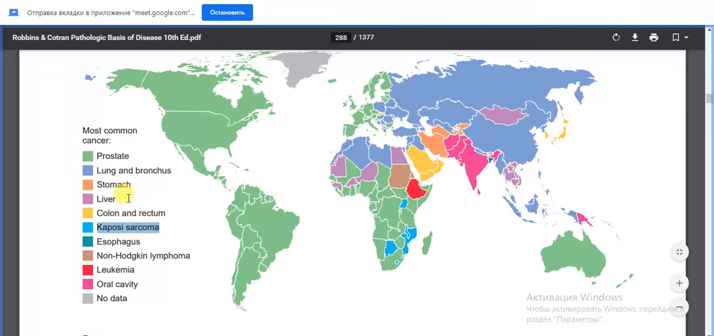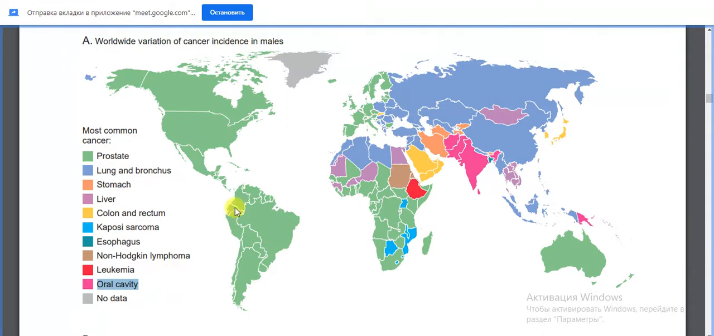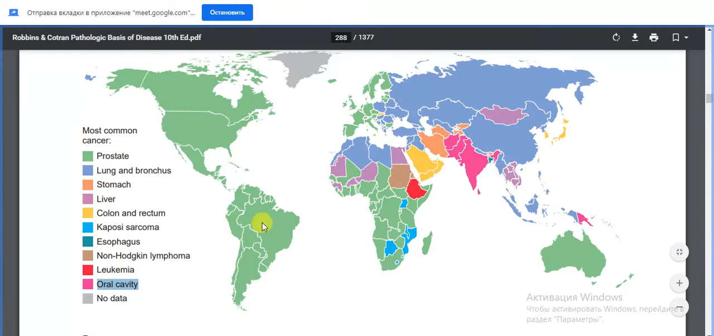In your countries you have more oral cavity tumors, that's why it's overlapping. But anyway, the incidence of stomach cancer in our countries is much less than in your countries. Okay, what else do we have? Esophagus cancer. I don't see where we have it, might be Bangladesh. Okay, and others are not so important.